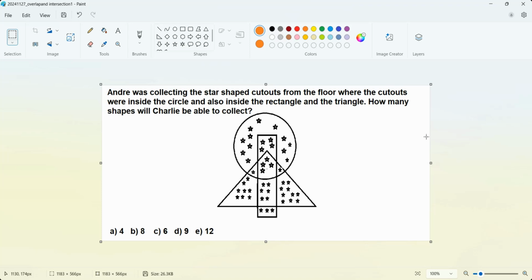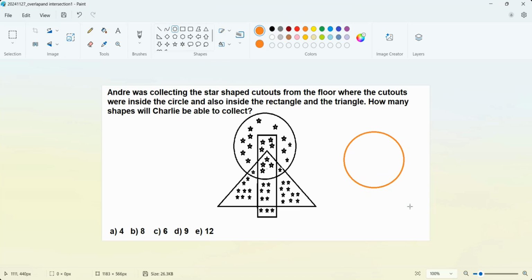Okay, welcome back. So here in this problem, Andre was collecting star-shaped cutouts from the floor, where the cutouts were inside the circle and also inside the rectangle and the triangle. How many shapes will Charlie be able to collect? So this is a little more complex problem where we are talking about three shapes, not just two. But it's the same idea. So I'll just explain with the same concept that we discussed so far.